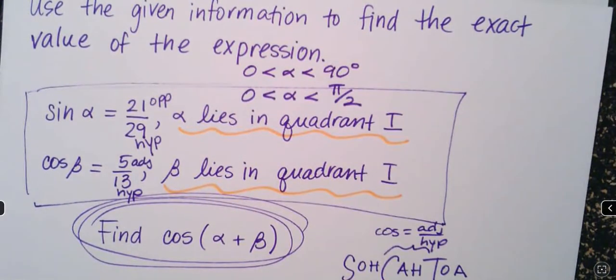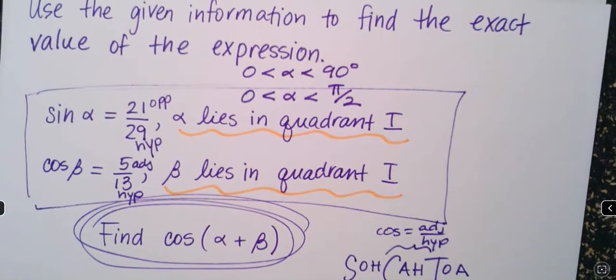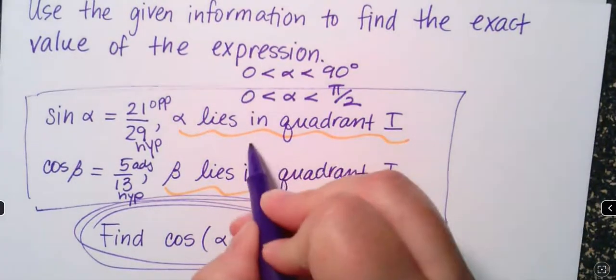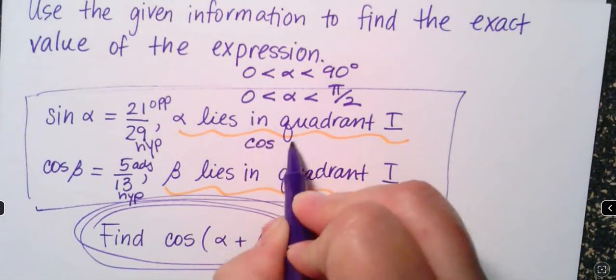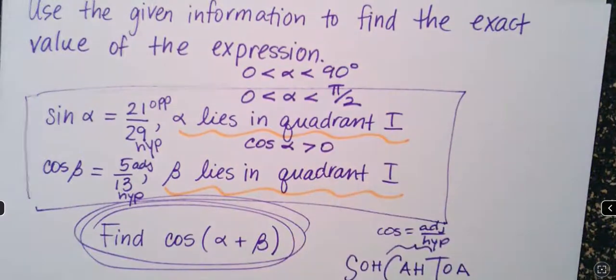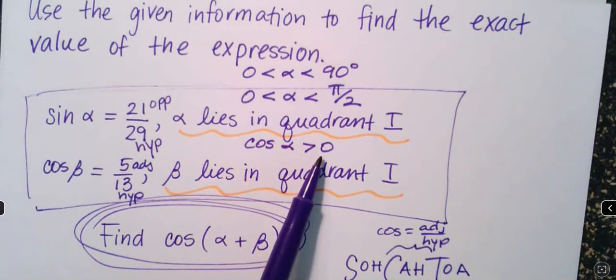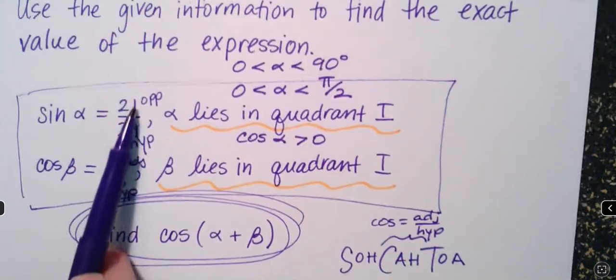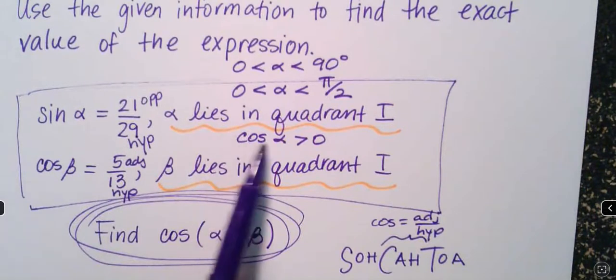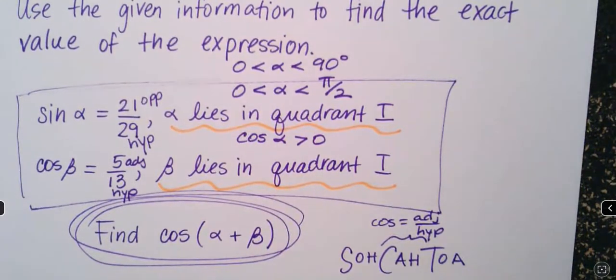That's another way to say quadrant 1. Another way I could have said it's in quadrant 1 is I could have said the cosine for alpha is positive. That's what that's saying. Cosine is positive. The reason that matters is if I know that the sine is positive because they gave me a positive number here, and the cosine is positive, that tells me which quadrant I'm in. Because the sine and cosine are only both positive in the first quadrant.